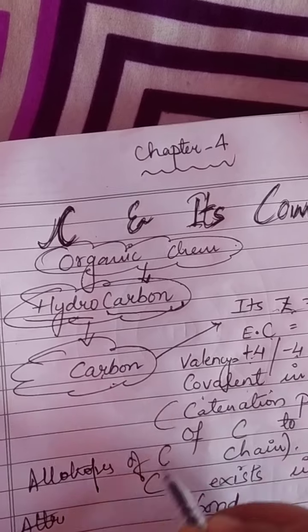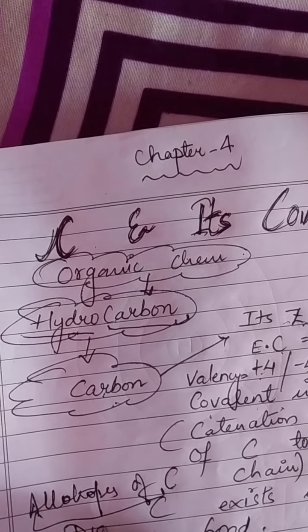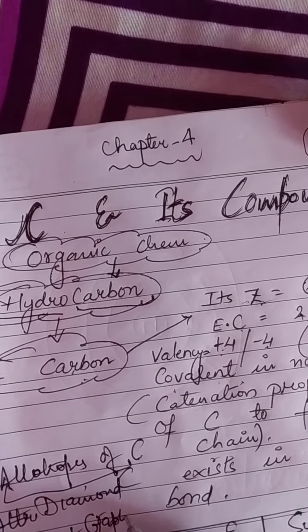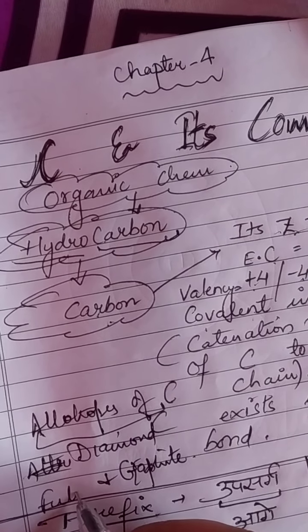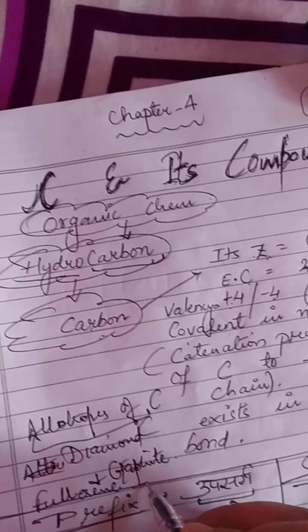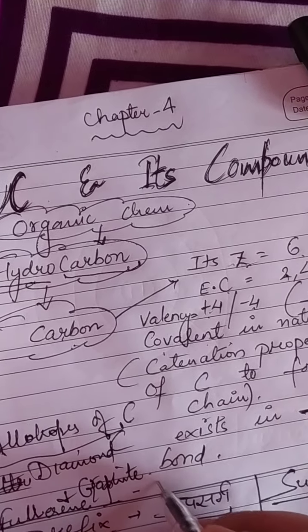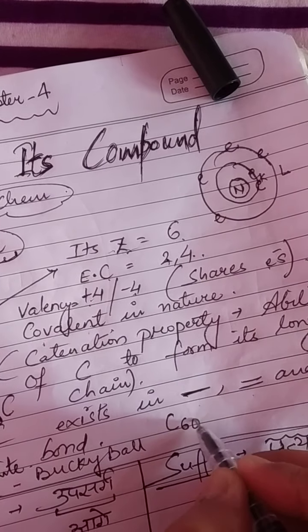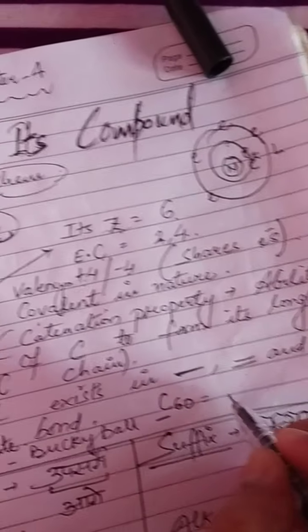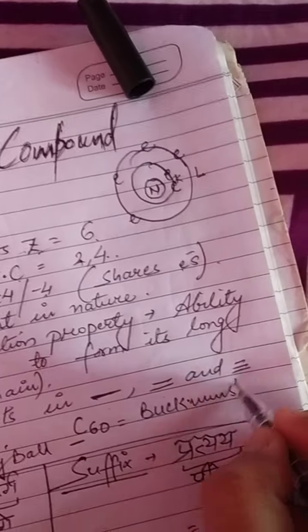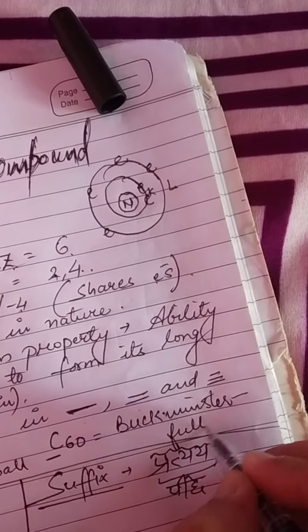allotropes of carbon: diamond, you know very well, and the second type is graphite. There is a third allotrope also, fullerene, right? That we call buckyball. If we talk about C60, if there are 60 carbons, then it is called Buckminster fullerene, as per the name of the scientist, Buckminster fullerene, right?